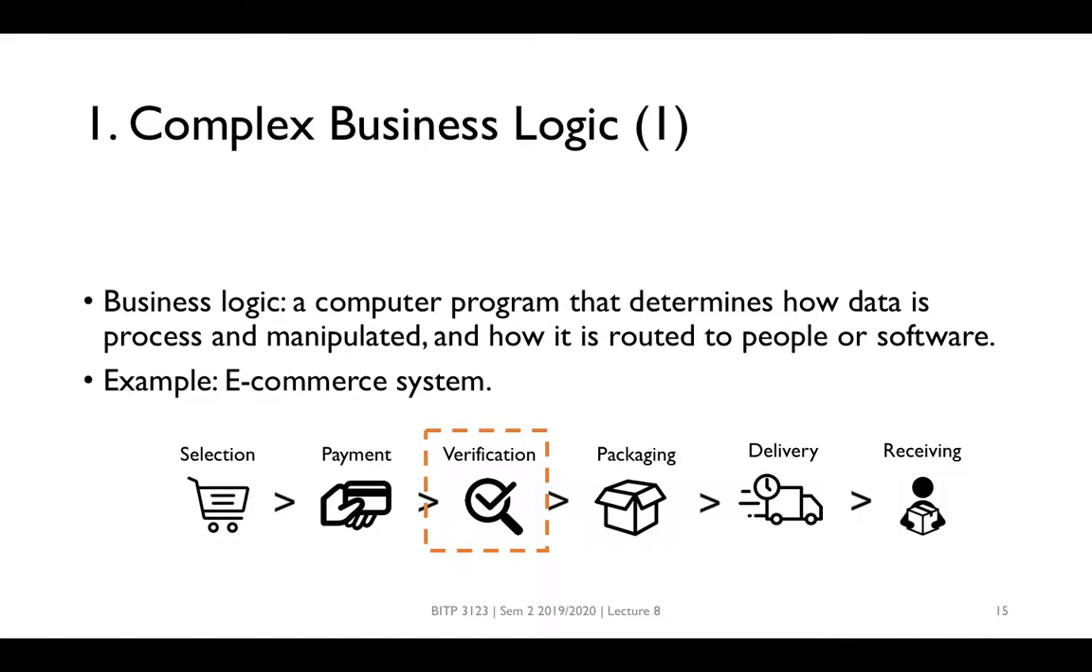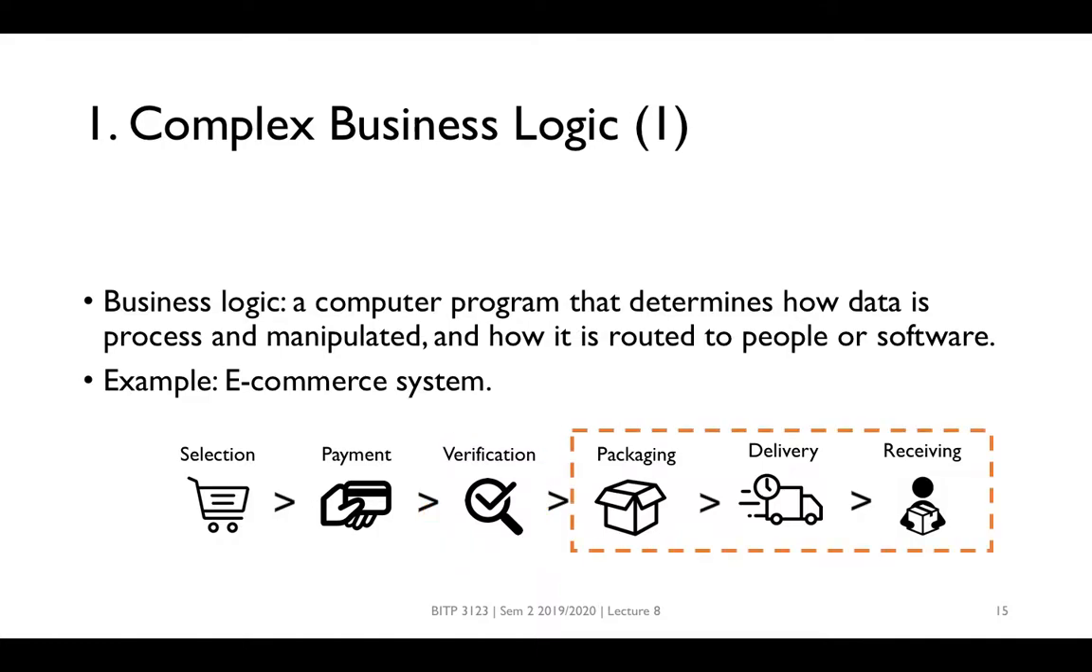The same information that was created in selection will be routed to packaging, delivery, and receiving. Packaging will use the order information created at selection to get the right item and wrap it in a proper package. The status of order will change into processing, then change to delivery when the package is sent to the customer. Finally, the order status will change to receive when the package is delivered to the customer.